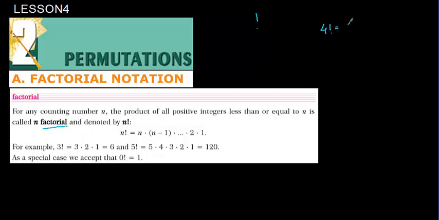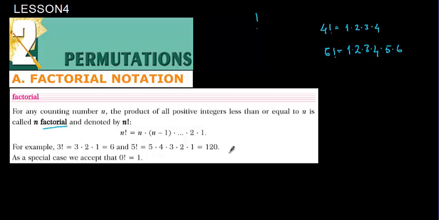4 factorial means the product of the numbers from 1 to 4. So 1 times 2 times 3 times 4 is the answer. If I say 5 factorial, or 6 factorial, it is going to be equal to 1 times 2 times 3 times 4 times 5 times 6.